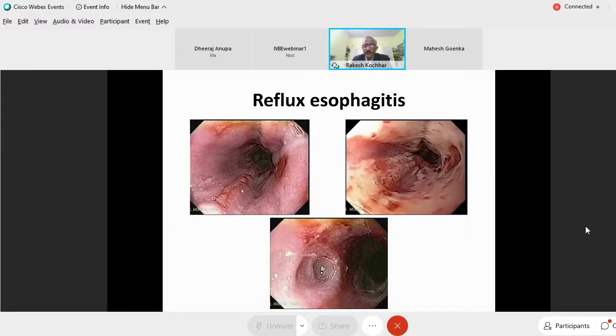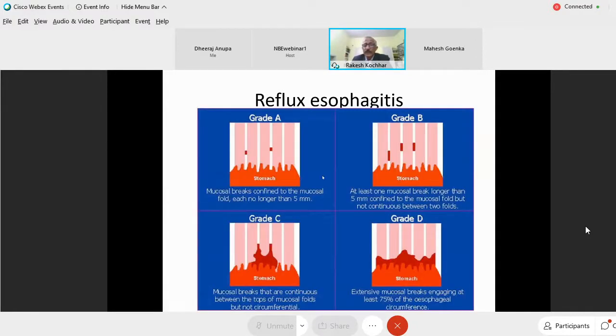Now, reflux esophagitis is when you have erosions or ulcers in the lower end of the esophagus, which is classified as per Los Angeles classification into grade A, B, C, D. A is when the esophageal folds have erosions which are smaller than 5 millimeters. When the length of the erosion is more than 5 millimeters, it is grade B. When two adjoining folds have erosions which are coalescing with each other, it is grade C. And when the coalesced erosions occupy more than 75% of the circumference, it is grade D.